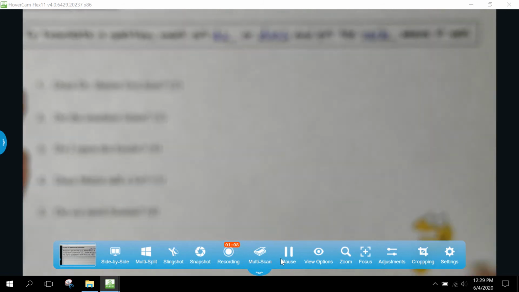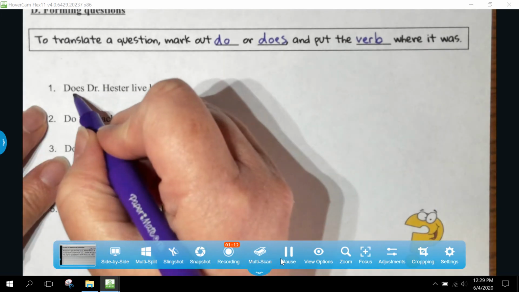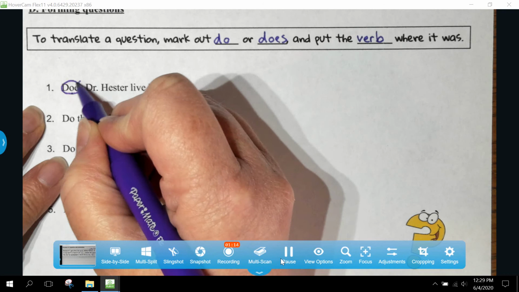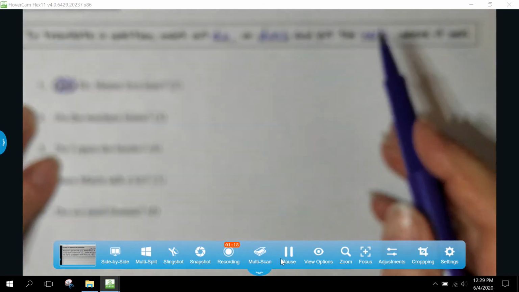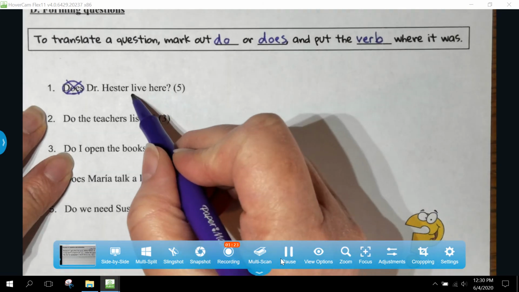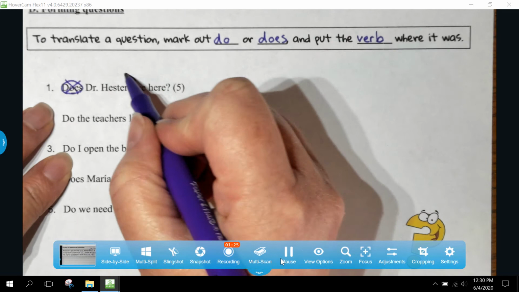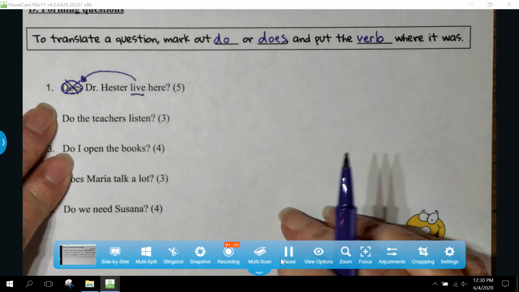So we start out, does Dr. Hester live here? We take the do or the does, and we're going to mark it out. When we do that, we're looking for the verb. The verb in the sentence is live. So we're going to take the live and we're going to put it in the place of the do or does.